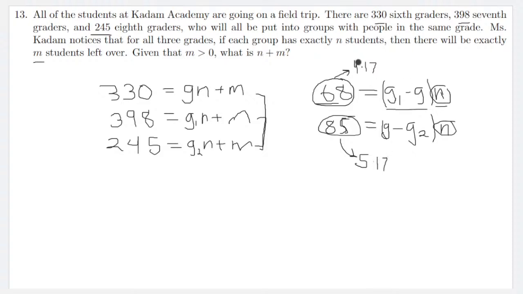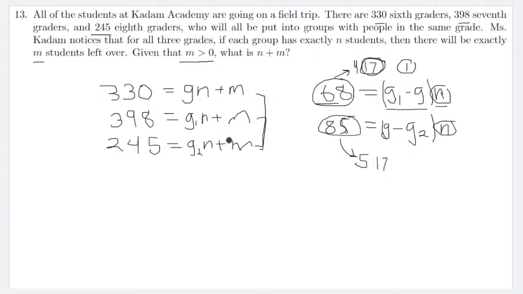So n can't be 4, right? Because if n is 4, it wouldn't divide 85. And it also can't be 5, because if it were 5, it wouldn't be able to divide 68. So n is probably 17. And the other option, of course, is n could be 1. But n can't be 1, right? Because if you have groups of 1 student, then there will be no students left over. But we know that there are some students left over. So n has to be 17.